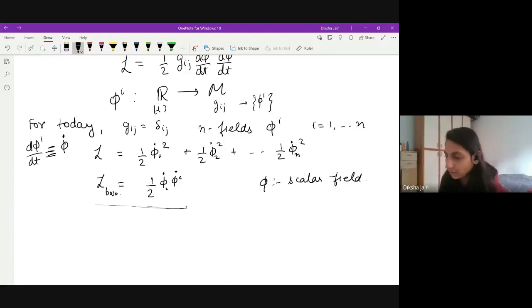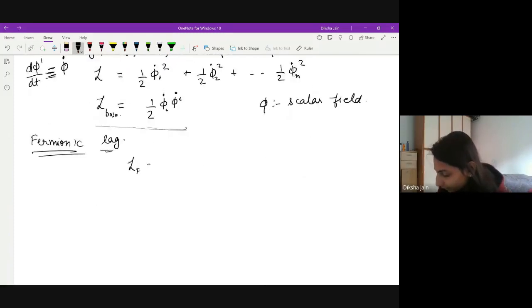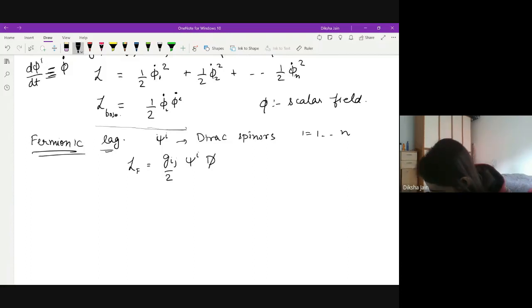And now, in order to supersymmetrize the system, I need to write down a fermionic Lagrangian also. So since you have done a course on QFT, the first fermionic Lagrangian you might have known is basically the Dirac Lagrangian. If I have psi I, which are my fields, which are my Dirac spinors, and I is again from 1 to n, I can write down the Lagrangian G_ij by 2 psi I D slash psi j, with I and j again contracted. This is the Dirac Lagrangian you might have seen in QFT.